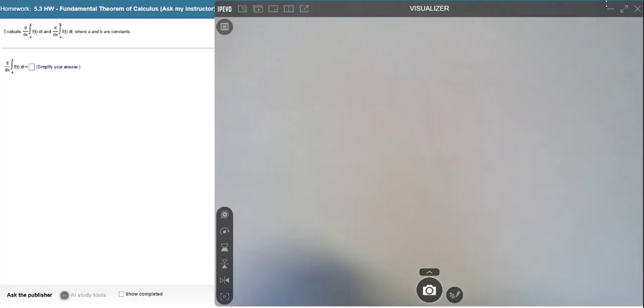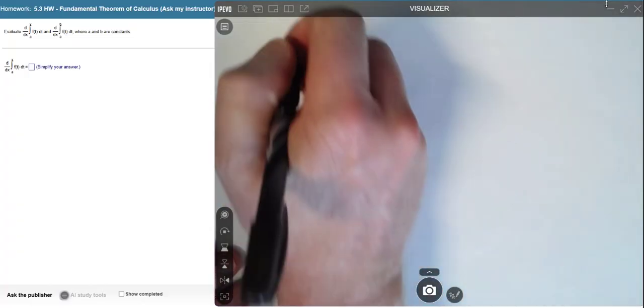Hey, all. Had a question on this one, and I totally get where the student asked this. He said, if the derivative and the integral are inverse functions, wouldn't the result of the derivative of the integral end up just being the function f of t in this problem? That's not the case. Let's go ahead and show why.